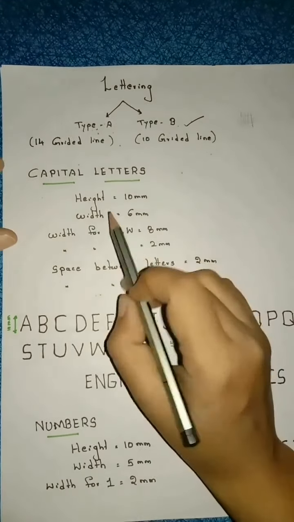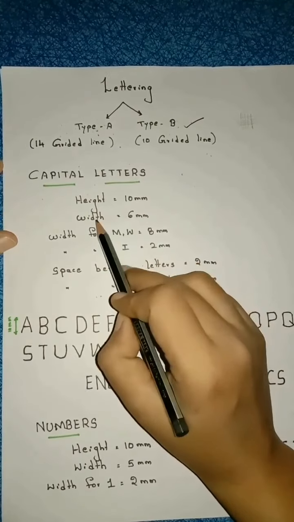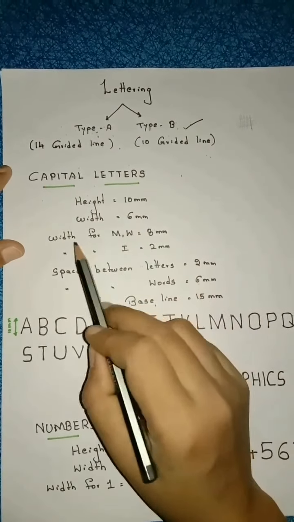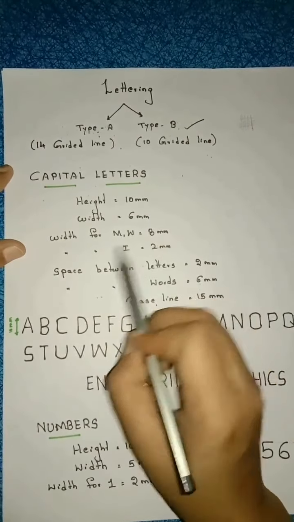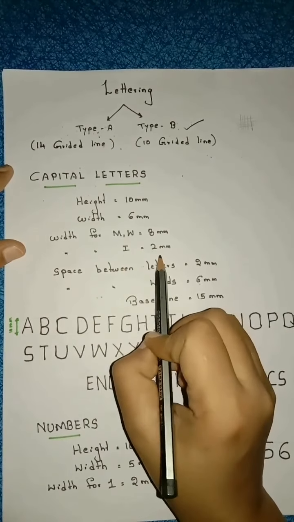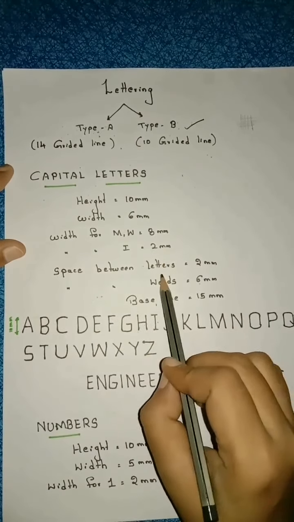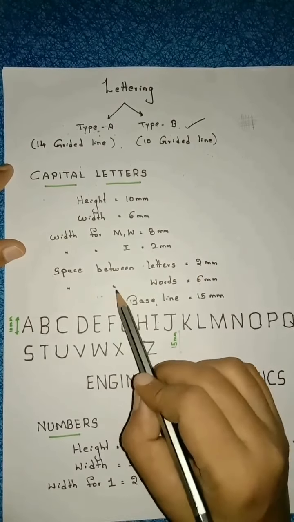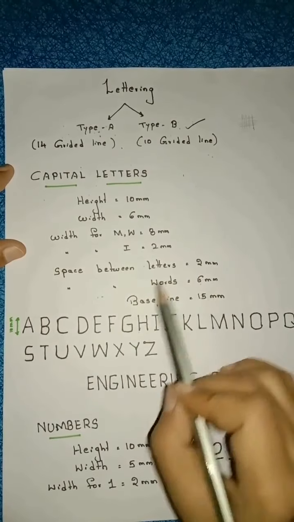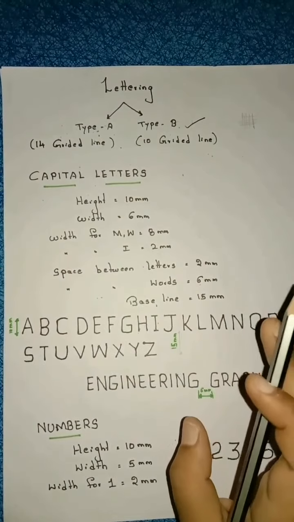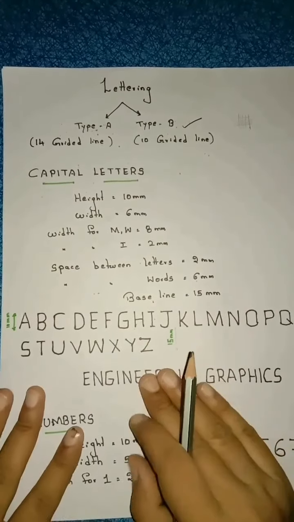See, height of the capital letter is 10 mm, width is 6 mm, width for M and W is 8 mm, width for I is 2 mm, space between letters 2 mm, space between words 6 mm, and baseline 15 mm. Right? You should follow all this.